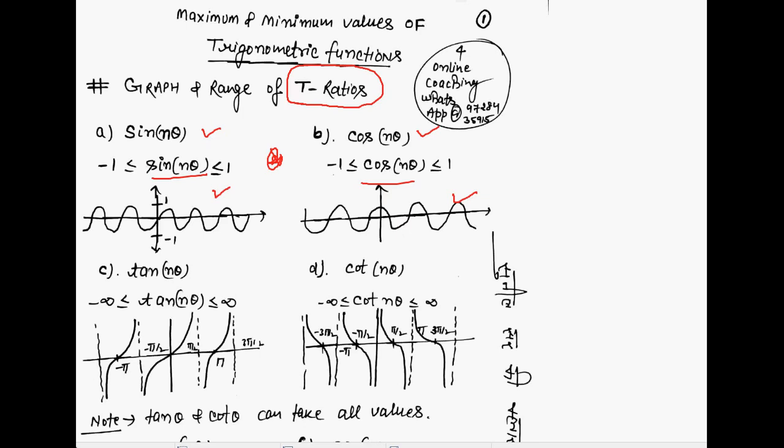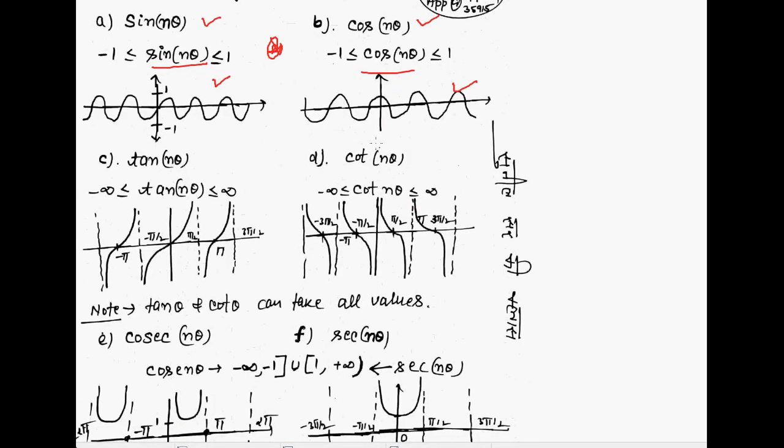Now we will move to our next ratios, tangent and cotangent. Tangent and cotangent can take any values, all values. This means that the range is from -infinity to infinity. All values are possible at any particular theta. If I say tangent theta is equal to 4, possible. If I say tangent theta is equal to -8, possible. Same case for the cotangent. Tangent and cotangent can take any value.